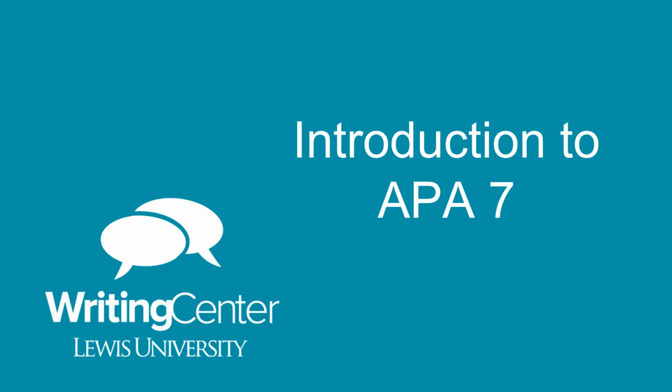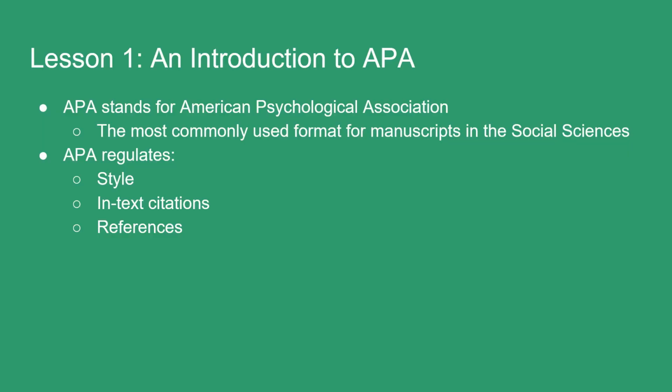This presentation is going to briefly cover the basics of APA 7, and I will also point out the changes that were made in APA 7 that are different from APA 6. APA is one of the commonly used formats for papers, and it's commonly used in the social sciences, including psychology, social work, education. It's also used often in nursing, and many other different types of papers. And APA, like other formats, dictates the style, in-text citations, references, and the language used throughout the paper.